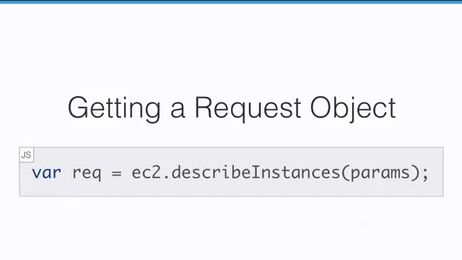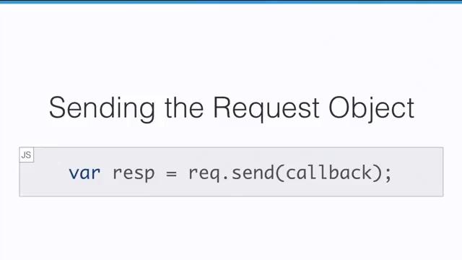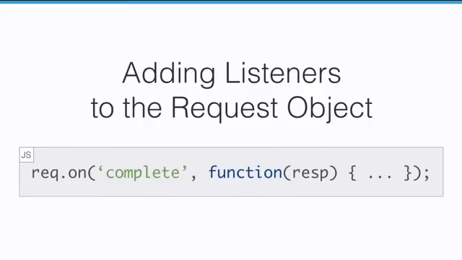If you don't use the callback form, you can also just get a request object. This gets you a request object that hasn't been sent. You can pass in parameters, and now you have this request object. I'm going to talk a little bit about how the request object works, because it enables a lot more of the advanced features that you can use in the SDK. You can send the request object by just calling send, and you can pass a callback here as well. You can also add listeners to the request object, and this is our eventing system that I'll talk about. Something like on complete, and you will have a callback that gets fired on complete.